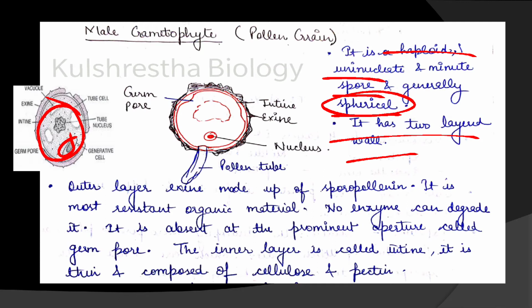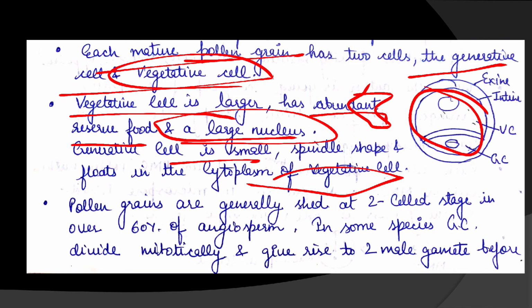Vegetative cell is also called the tube cell and its nucleus is irregular. The generative cell is smaller and it floats in the cytoplasm of the vegetative cell. So here are two cells. Generally, the pollen grains are shed at the two cell stage when they have one vegetative and one generative cell. In most cases this happens, but in some cases, the exception is always there.